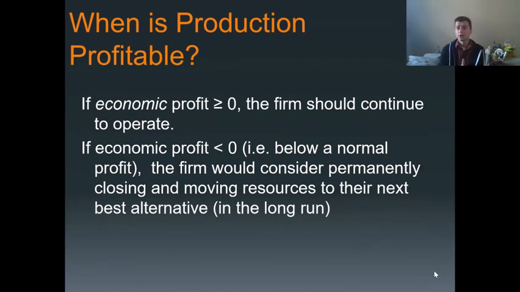Now, when is production profitable? So you earn that economic profit. Economic profit is the important phrase there. When it's greater than 0, you should continue to operate. If your economic profit is less than 0, so if you are earning below a normal profit, the firm should consider permanently closing and moving resources to their next best alternative in the long run.